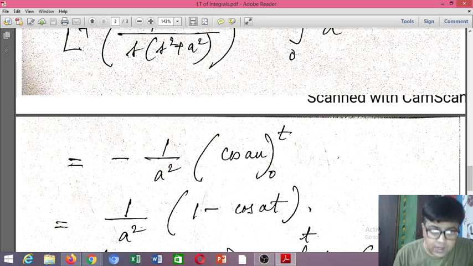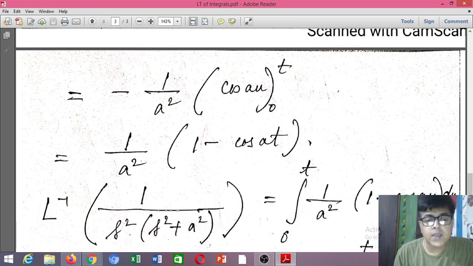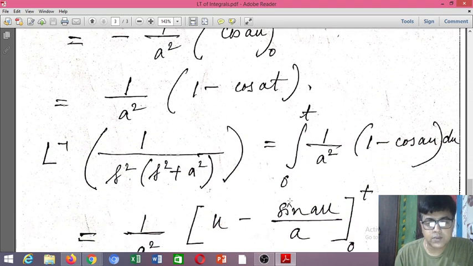That means I divide the function now as 1 by s into s square plus a square by s, which will make it L inverse of 1 by s square into s square plus a square. See, just exactly the thing that I told. Now you have to integrate this function that you have got, because this is the L inverse of 1 by s into s square plus a square. So I just have to integrate 1 by a square into 1 minus cos a u from 0 to t.